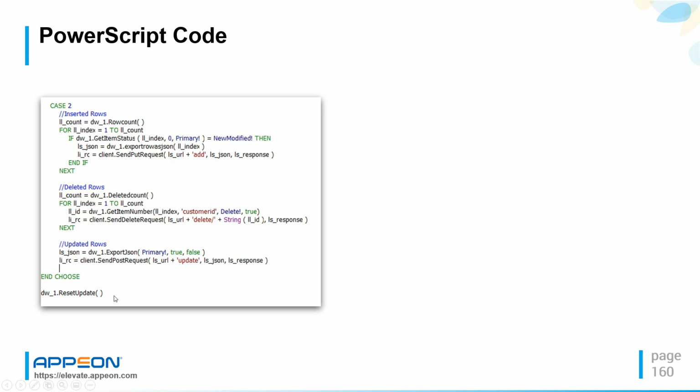Now at the very end, because I didn't use the standard update methods of the data window, it doesn't know what changes were made as far as the database is concerned. And so I'm doing a reset update on the data window to let it know I've taken care of those updates, and set everything back to not modified.